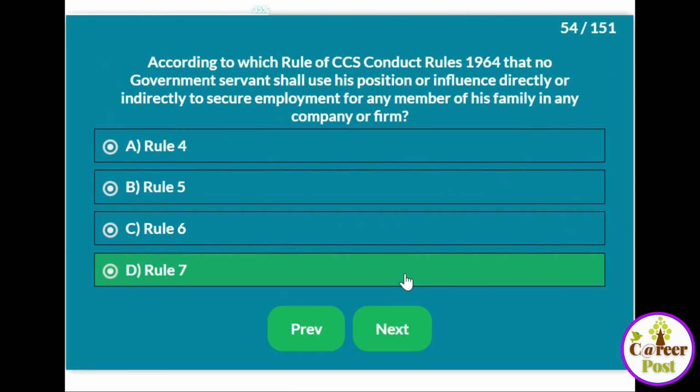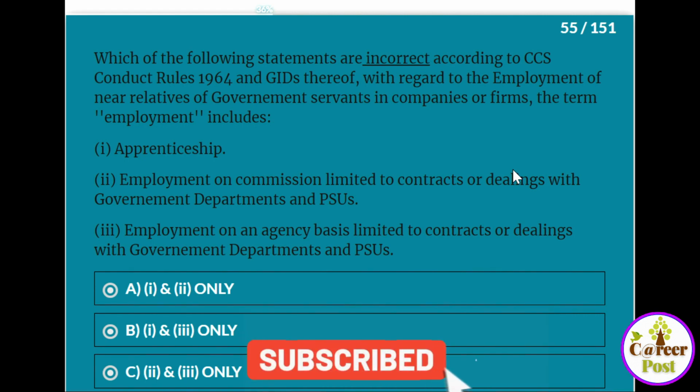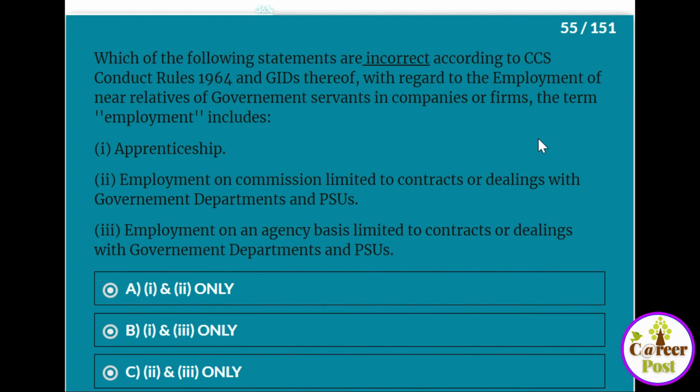According to which rule of CCS Conduct Rules, 1964, no government servant shall use his position or influence directly or indirectly to secure employment for any member of his family in any company or firm? It is Rule 4. Which of the following statements are incorrect according to CCS Conduct Rules? With regard to the employment of near relatives of government servant in companies or firms, the term employment includes apprenticeship, employment on commission limited to contracts or dealings with the government departments and PSUs, and employment on agency basis limited to contracts and dealings with government departments and PSUs.